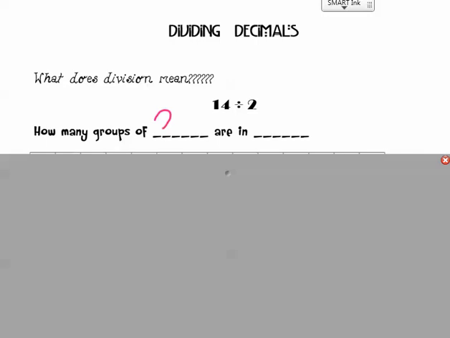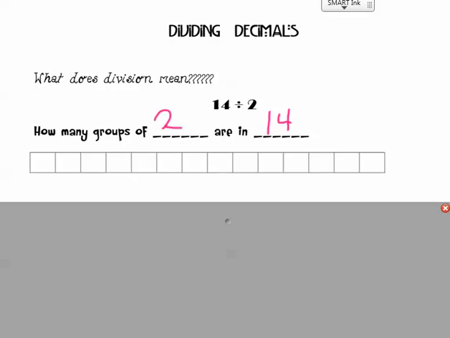Divide decimals. So let's talk about what division actually means. If I have 14 divided by 2, what that means is how many groups of 2 are in 14? So that means that I have 14 things, and if you count these, 1, 2, 3, 4, 5, 6, 7, 8, 9, 10, 11, 12, 13, 14.